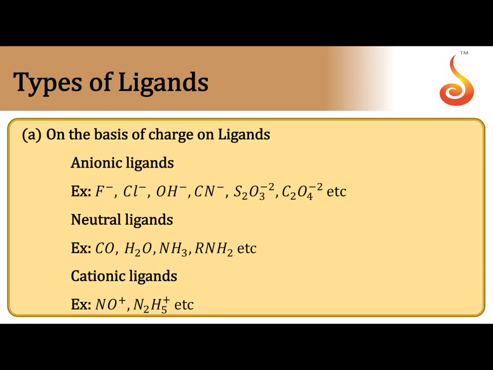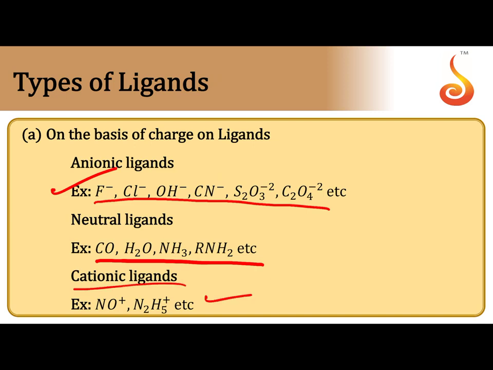Types of ligand based on the charge. Some ligands can have negative charge, they are anionic ligands; then neutral ligands. To become a ligand, definitely a lone pair is required. So, cationic ligands: NO+, N2H5+, hydrogenium ion.